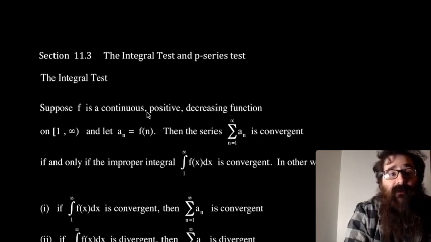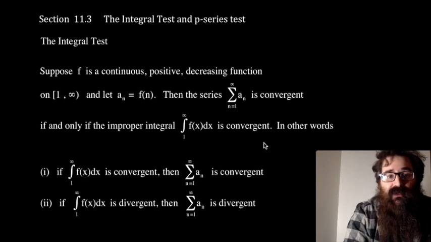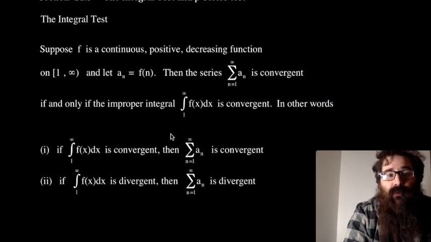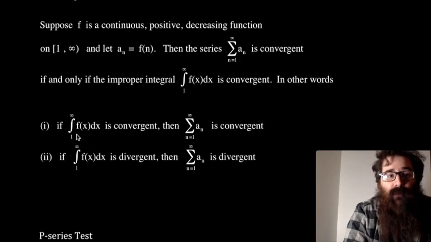Suppose the function f is a continuous positive decreasing function on the interval from 1 to infinity, and let a sub n be equal to f evaluated at n. The series, the sum from n equals 1 to infinity of a sub n, is convergent if and only if the improper integral, that's the integral from 1 to infinity of f of x dx, is convergent. In other words, if the improper integral is convergent, then the corresponding series is convergent, or if the improper integral is divergent, then the corresponding series is divergent.